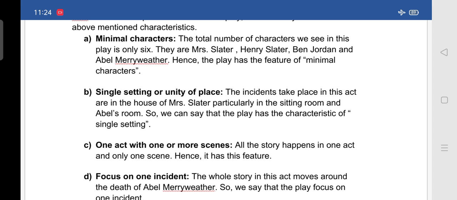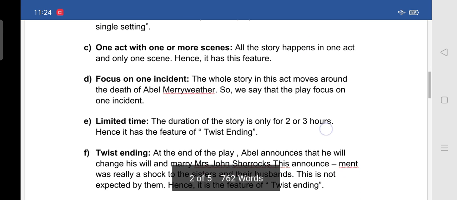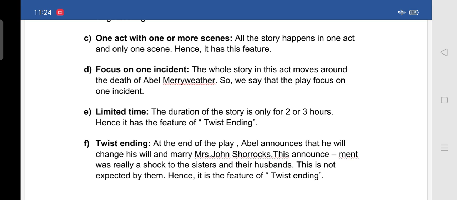C. One act with one or more scenes. All the story happens in one act and only one scene. Hence it has this feature. D. Focus on one incident. The whole story in this act moves around the death of Abel Merriweather. So we say that the play focuses on one incident. E. Limited time. The duration of the story is only 2 or 3 hours.